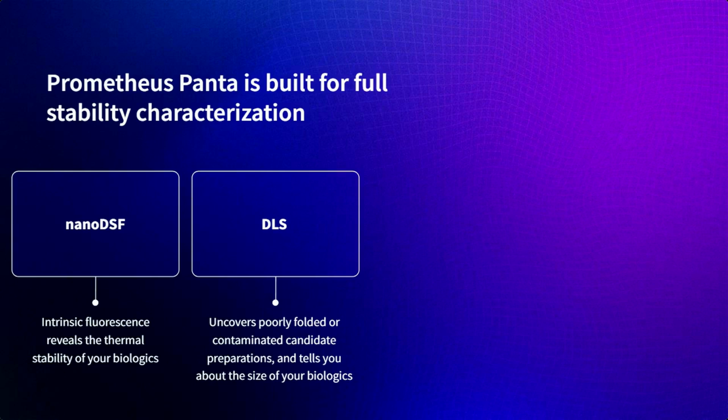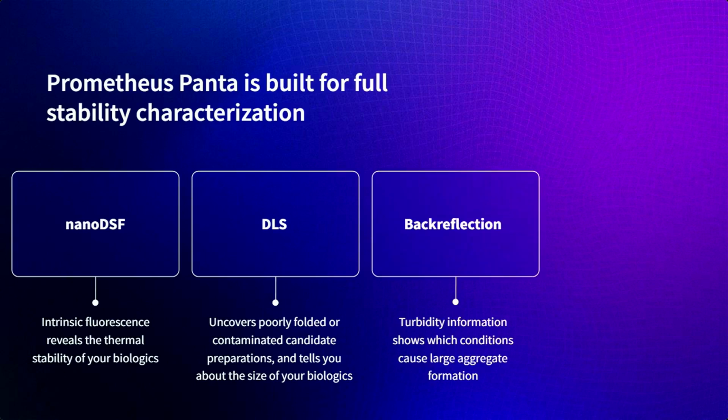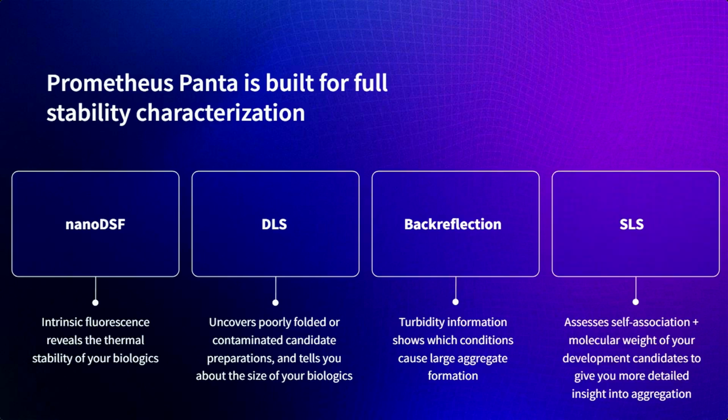Back reflection measures turbidity of a sample. It's great for identifying large amorphous aggregates contaminating your sample, and it's an early stage indicator of subvisible particle presence. And finally, SLS measured along a thermal denaturation ramp gives you very precise insight into when particles start growing in size, which could be due to unfolding or small aggregate formation.